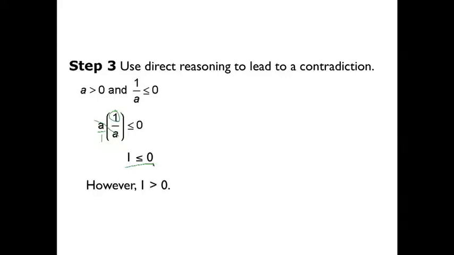So if assuming that our reciprocal had to be 0 or a negative number caused 1 to be less than or equal to 0, that's the contradiction we're looking for. Therefore, our reciprocal can't be 0 or a negative number, which means the only logical choice left is that our reciprocal has to be a positive number. So we have proved by contradiction that our reciprocal is positive.